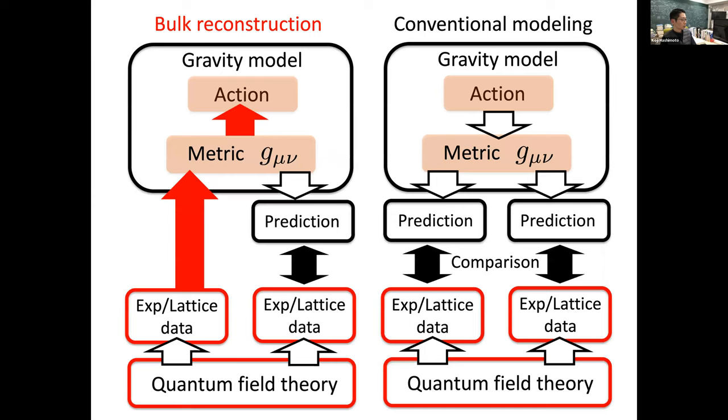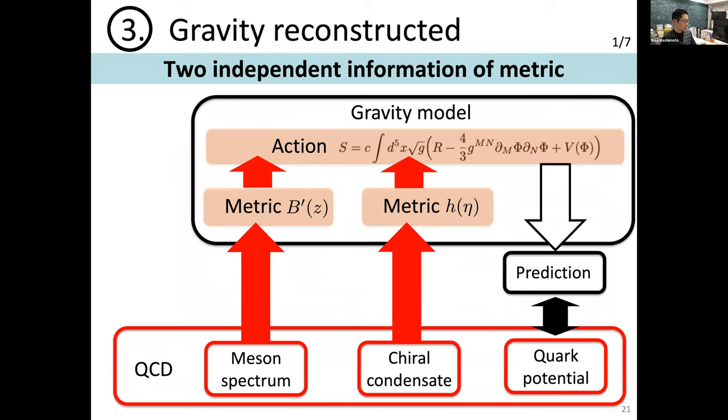So this is the picture I showed earlier. Let me consider the left-hand side, which is bulk reconstruction. In our case, this is the picture. At the bottom, we have QCD. The meson spectrum I use, or the chiral condensate I use for the finite temperature, independently give you the metric information like this.